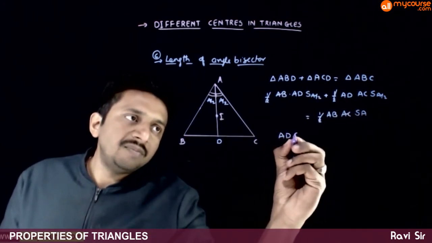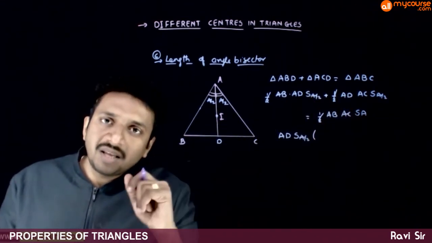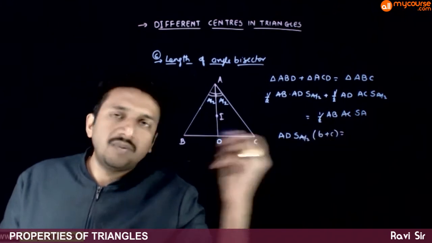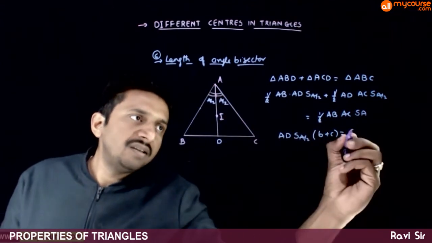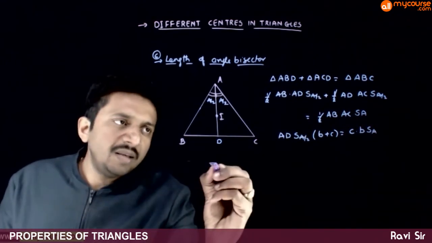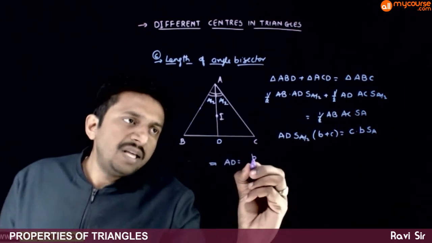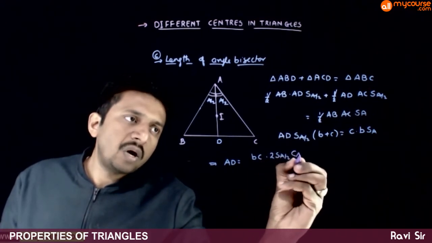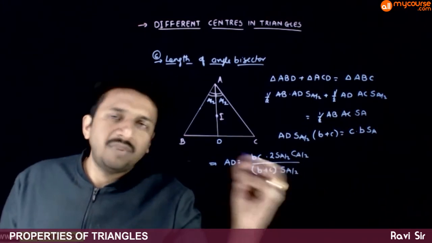So AD times sine A by 2, if you take it as common, AB is nothing but C, AC is nothing but B. So AB is nothing but C, AC is nothing but B. That is B plus C is equal to AB, which is C, times AC, which is B, times sine A. This implies AD, which is the angle bisector, is equal to BC into sine A, which is 2 sine A by 2 cos A by 2, divided by B plus C times sine A by 2.